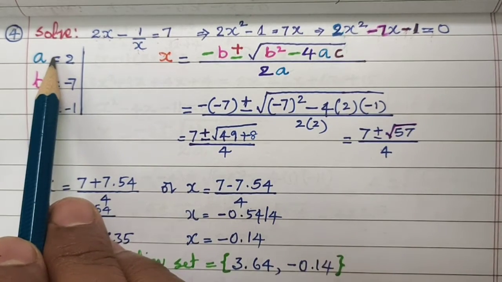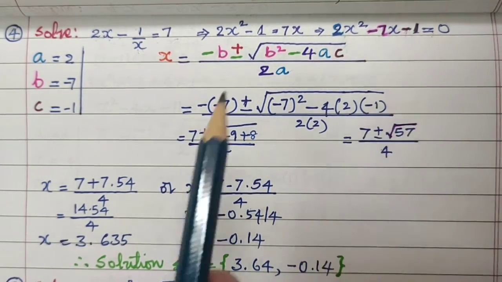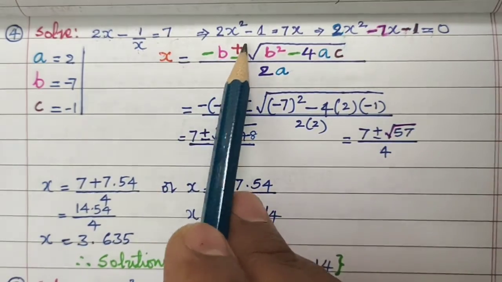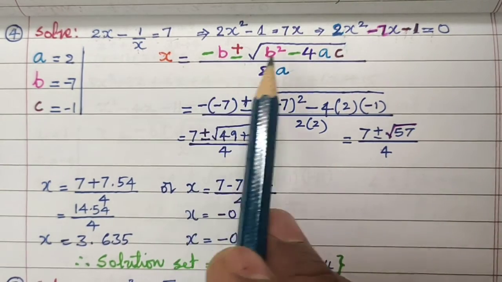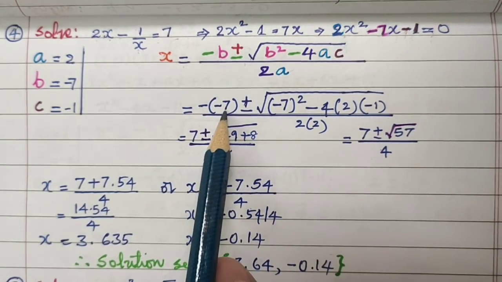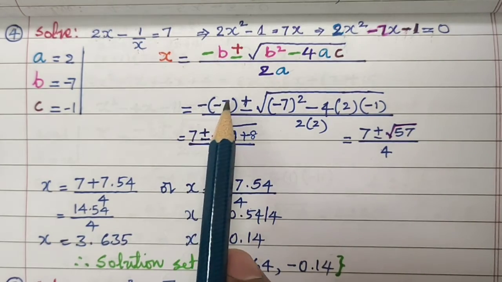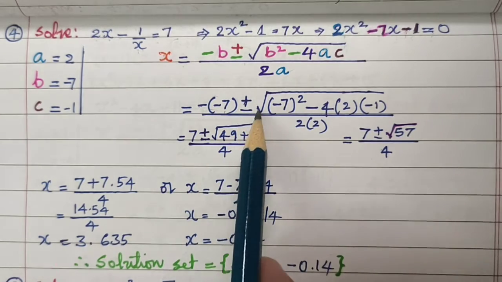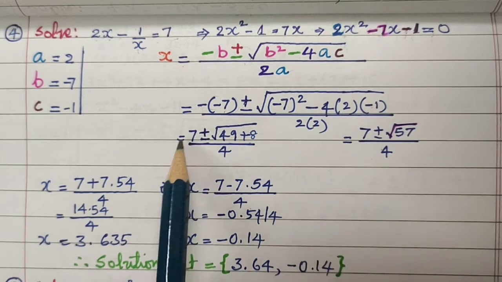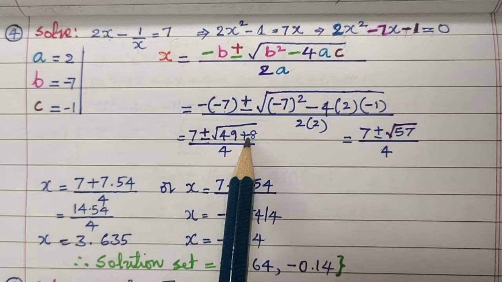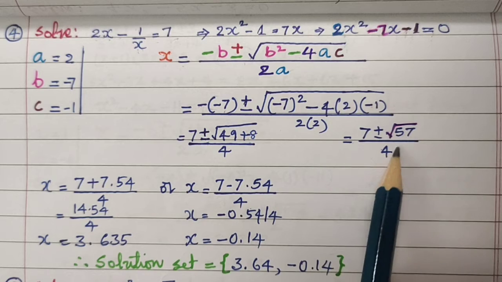Then tabulate the values of a, b, c. A is 2, b is minus 7, c is minus 1. And write the formula: x is equal to minus b plus or minus square root of b square minus 4ac, divided by 2a. And replace the values of a, b, c. Minus b is minus of minus 7. This part is very important. Use the small brackets so that you will not get confused. Minus into minus is plus, so it will become 7 plus or minus square root of minus 7 whole square minus 4 into 2 into minus 1. This minus and this minus will get plus. This will become 7 plus or minus square root of 49 plus 8, divided by 4, that is equal to 7 plus or minus square root of 57 divided by 4.